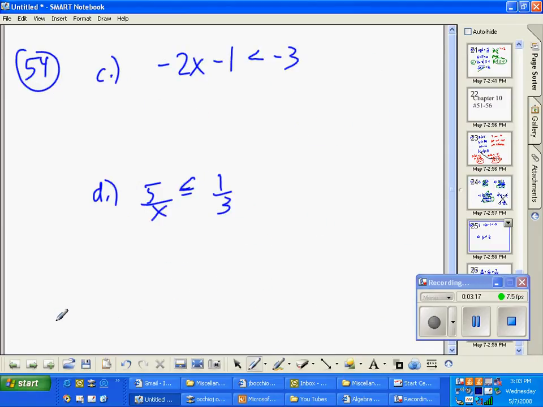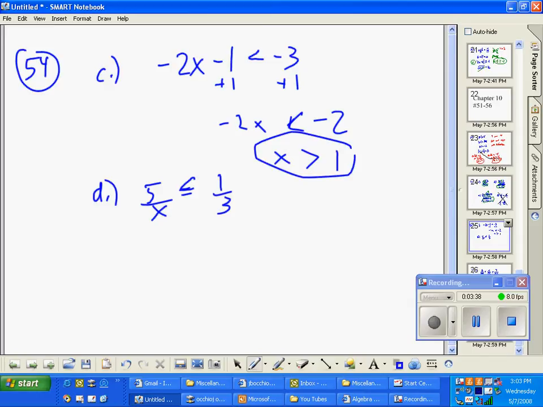Okay, 54, I skipped A and B. I think you can handle those. 54C. The reason I want to do that one is it's got the trick in it. Negative 2x is less than negative 2. And when you divide by negative 2, switch that symbol around and make it greater than.